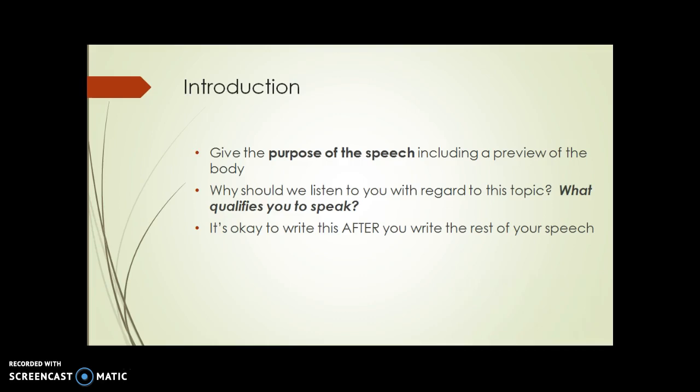Now, what you need to understand is, even though the introduction is said at the beginning of your speech, you should really write the introduction after you've written the rest of the speech, because you can't introduce a topic until you know what the topic is. So really write the body of your speech first, and then figure out a great way to introduce it.